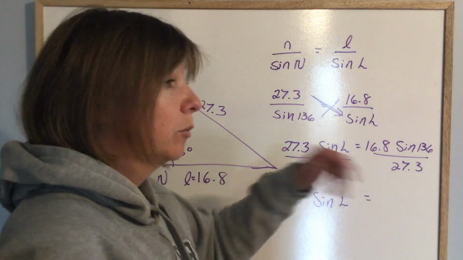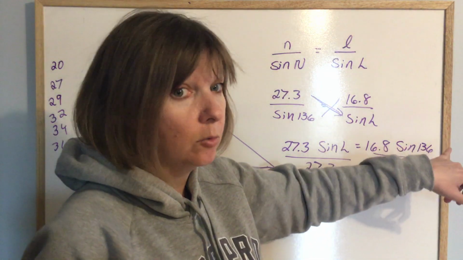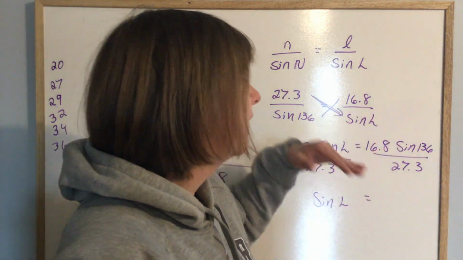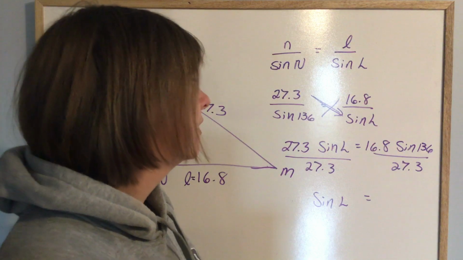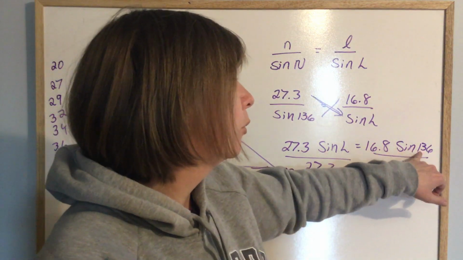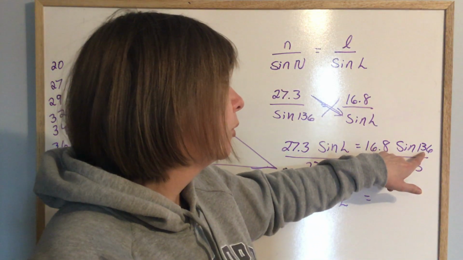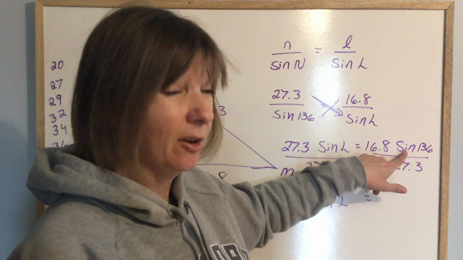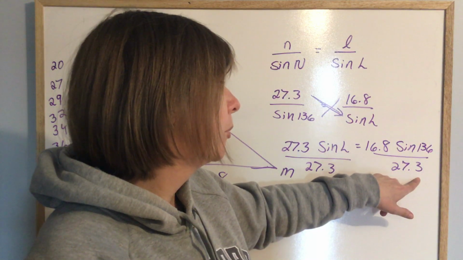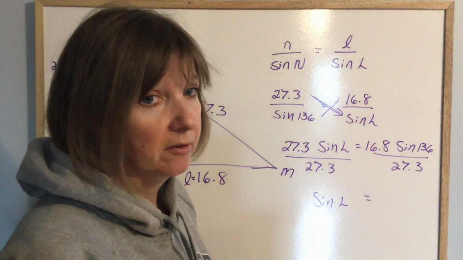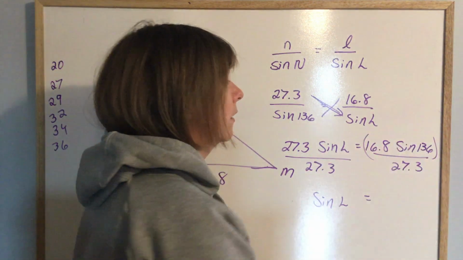Now if you want, you can work out what that is, because you can actually put 16.8 times sine of 136, hit equals. Get what the top is first, and then put divided by 27.3. For most calculators, if you put in 16.8 times sine of 136 divided by 27.3, it will do one of two things. It will do 136 divided by 27.3 and do sine of that, or it will do sine of 136, divide it by 27.3, take that answer and then multiply it by 16.8. None of those things do you actually want it to do. So I put brackets around the top.